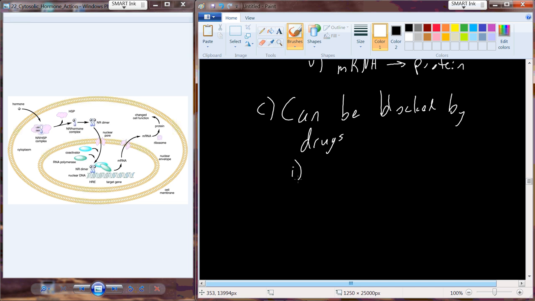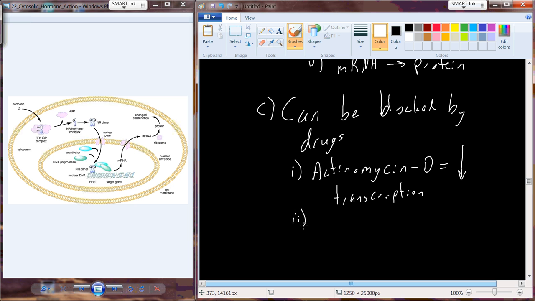So the two main drugs that are used here are actinomycin D, which is used to downregulate the transcriptional process, and then cycloheximide, which downregulates the translational process.